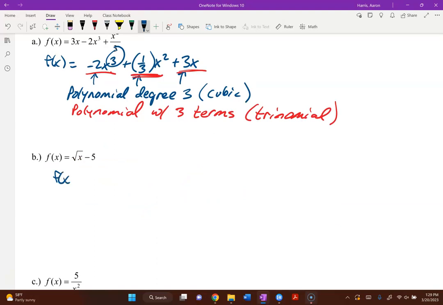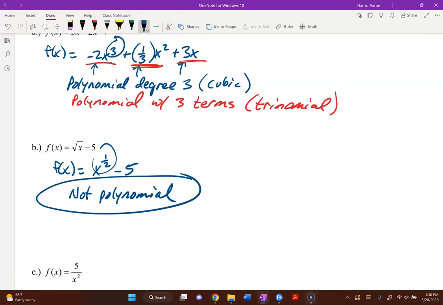Y or f of x equals square root of x minus 5. Well, square root of x, if I was to write that in exponential form, what would that be? X to the what? 1/2. X to the 1/2, right? That's the same thing, exactly. So that's the same thing as the square root of x. Now the question is, is that a whole number? Then you say, no. So is this a polynomial? Nope. Not a polynomial. And we end it right there.